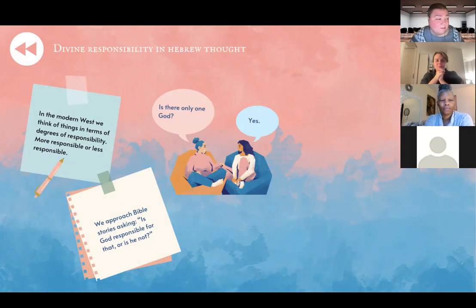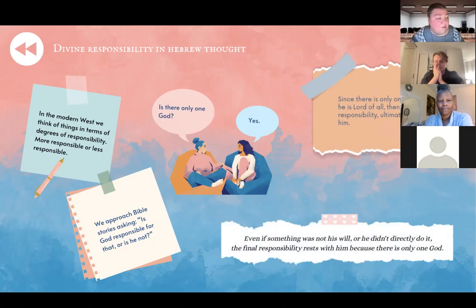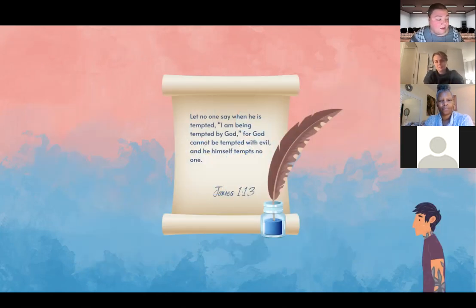Yes. Since there is only one God and he is Lord of all, then ultimate responsibility rests with him. Even if something is not his will or he doesn't do it directly, we talk about the final responsibility resting with him because there's only one God. Now, we try to nuance this in our culture, but that did not exist in those days. Here we have an example of the Hebrew mindset.